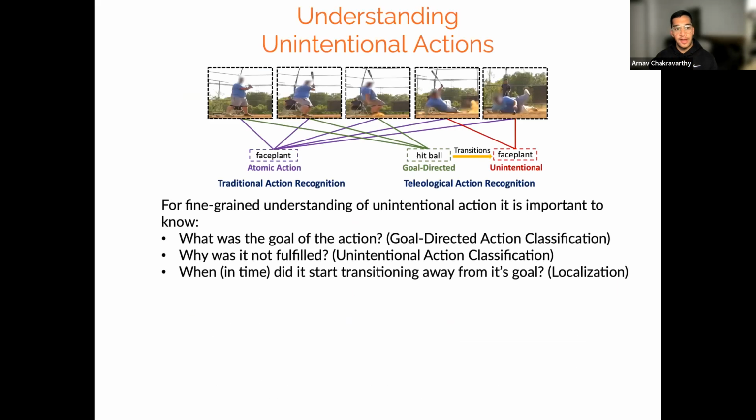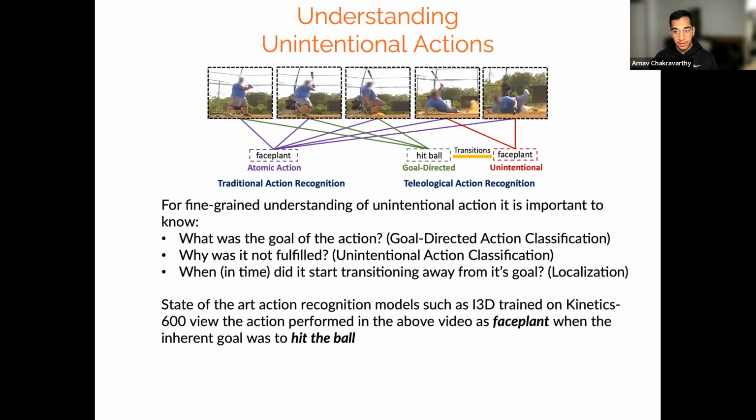So how do we understand unintentional actions? We first need to know what is the goal of the action, why was it not fulfilled, and when did it start transitioning away from its goal. The first two can be done by action classification, and the last one can be done by localization.